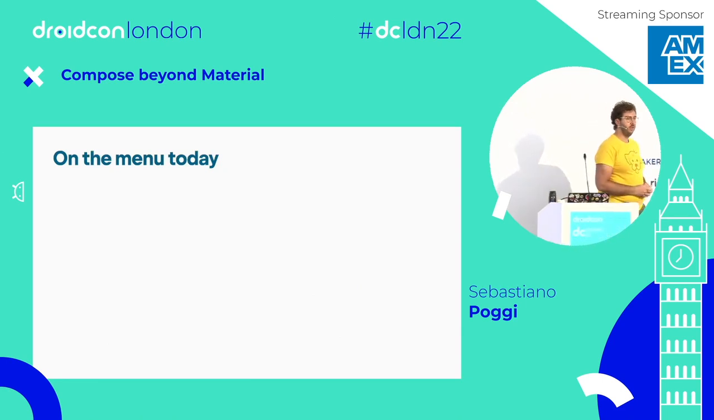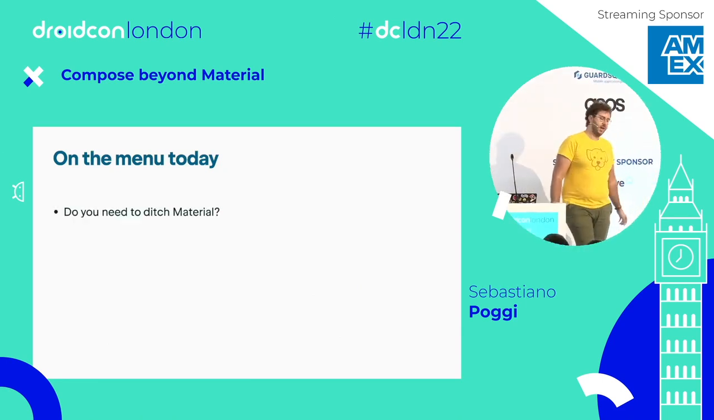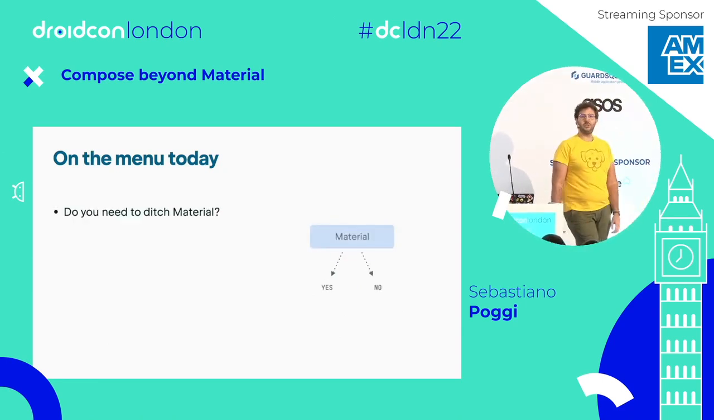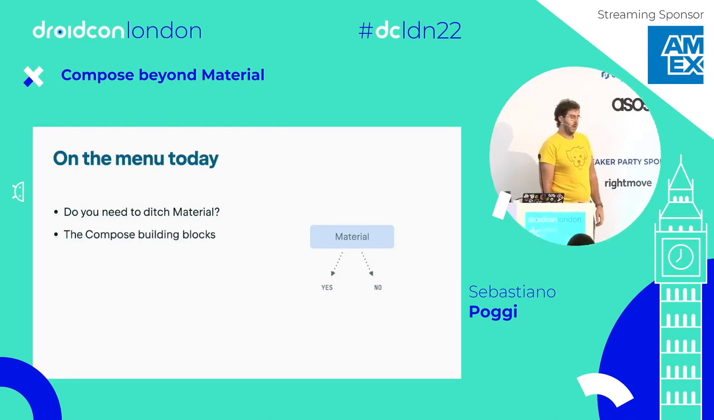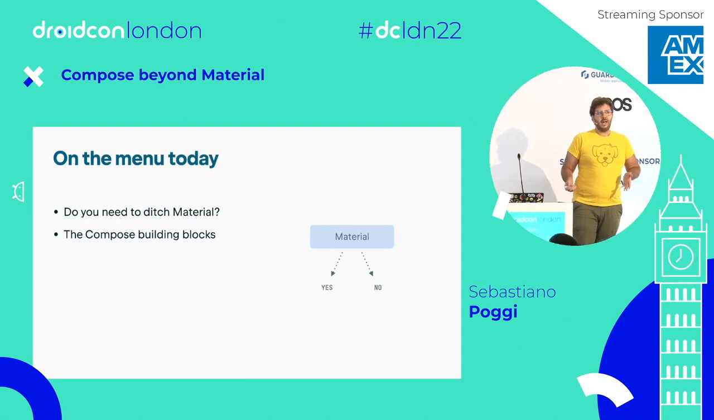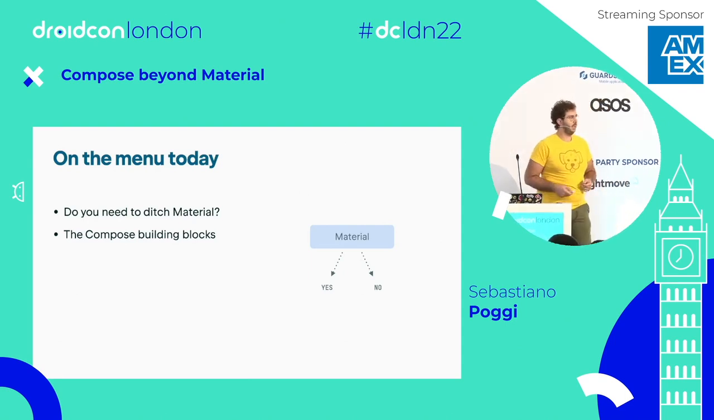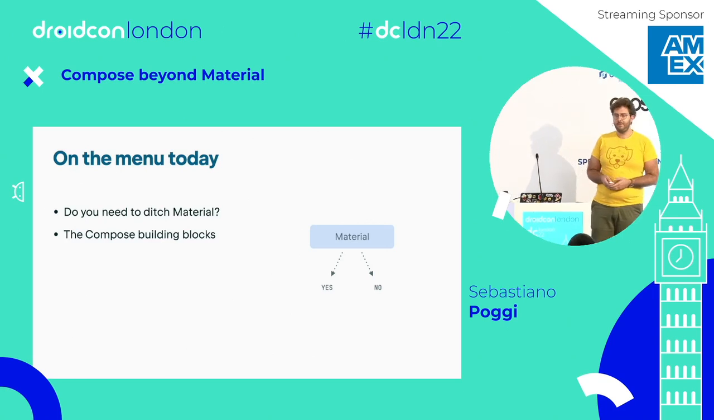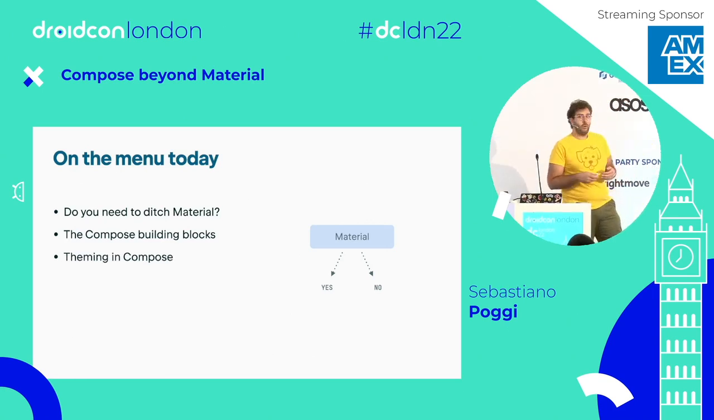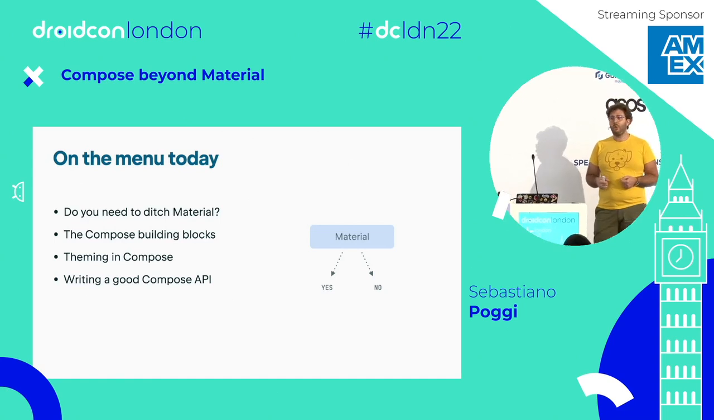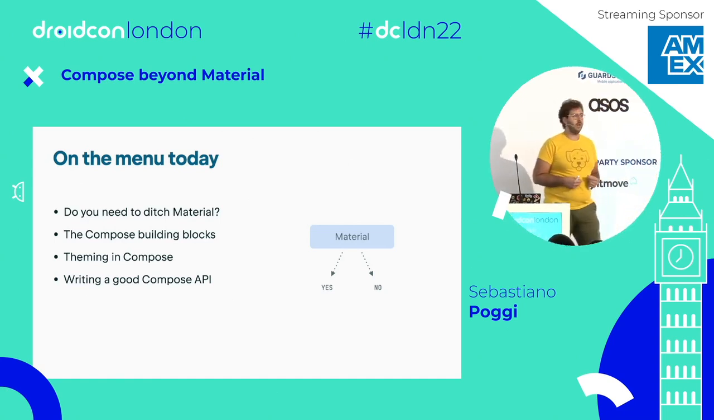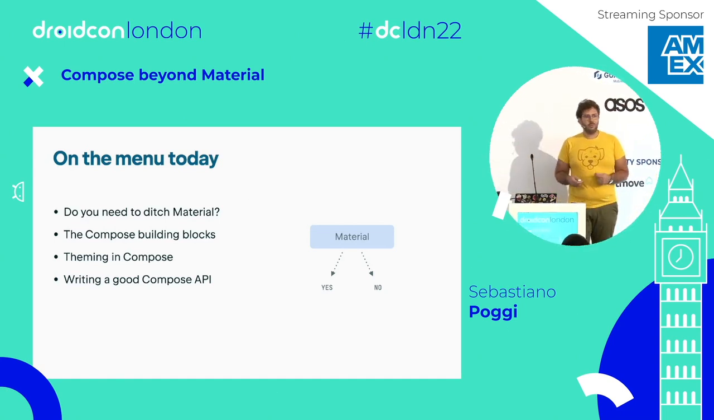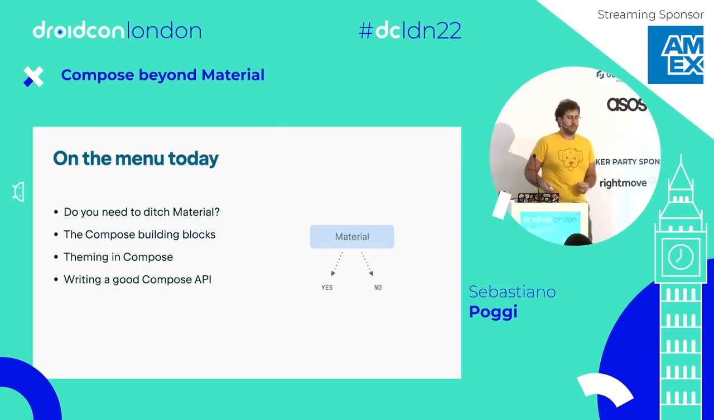Today, we are going to be covering a number of topics. First of all, do you actually need to ditch material when you do compose? We're going to be looking at the building blocks that make up the compose framework that you might not be aware of. We're going to be looking at how theming works in compose. We're going to be looking at how you write a good API in compose. How do you make your composable usable for other people?